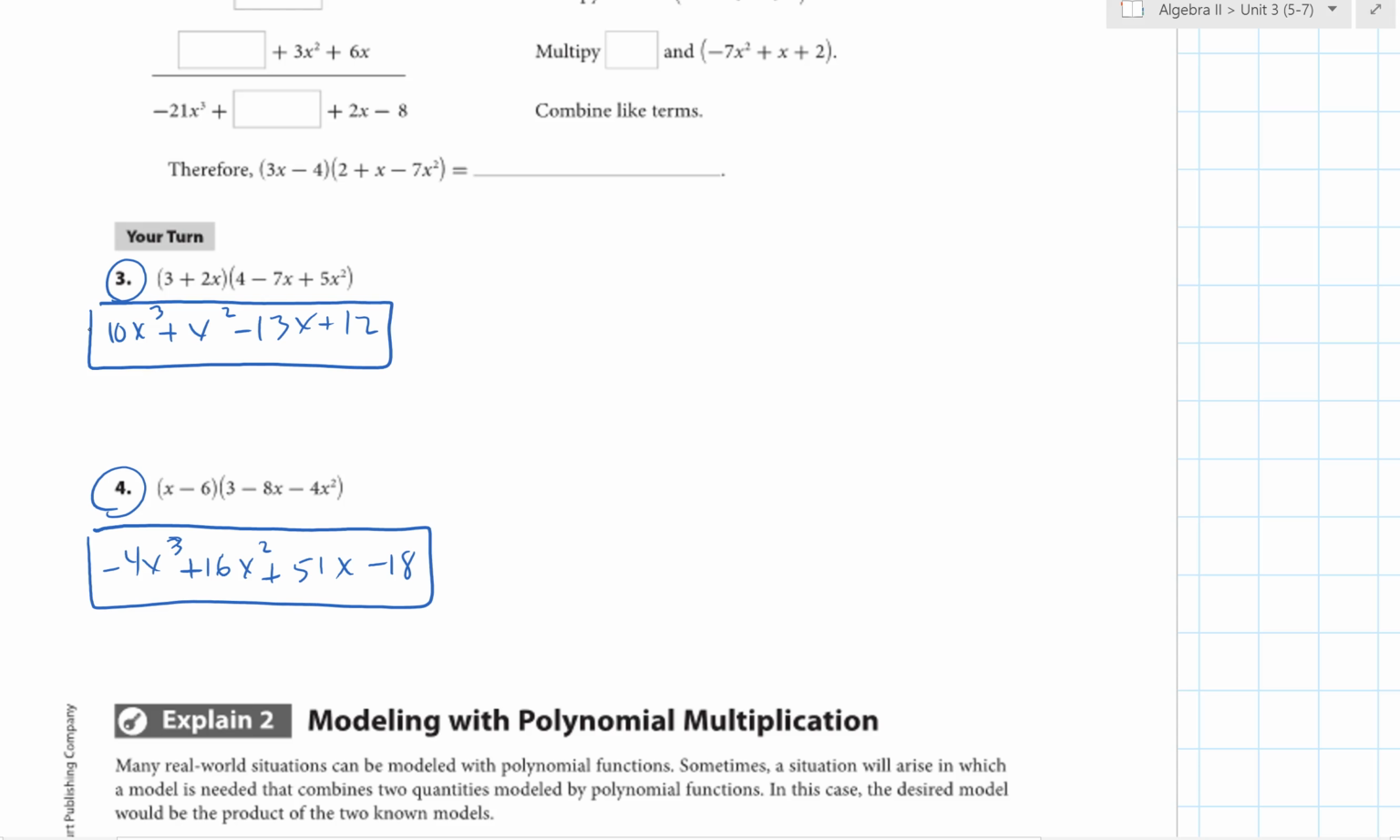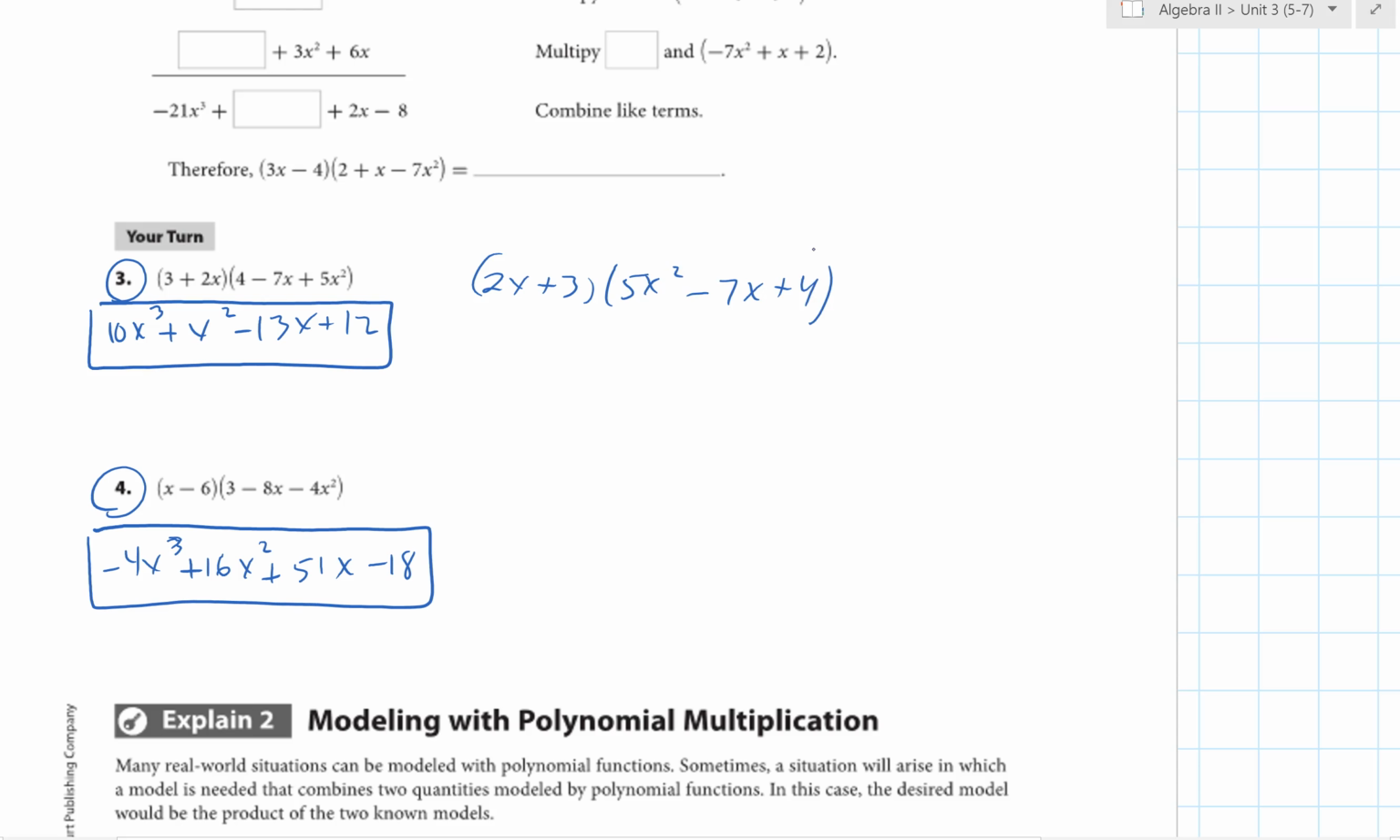Okay, so the correct answers to these 2 problems are written here. For 3, it's 10x cubed plus x squared minus 13x plus 12. And for 4, it's negative 4x cubed plus 16x squared plus 51x minus 18. So I'll show 2 different methods for getting those. I'm going to rewrite this first one in decreasing powers. So the first one I can write 2x plus 3 times 5x squared minus 7x plus 4.